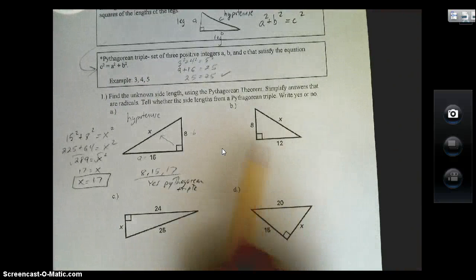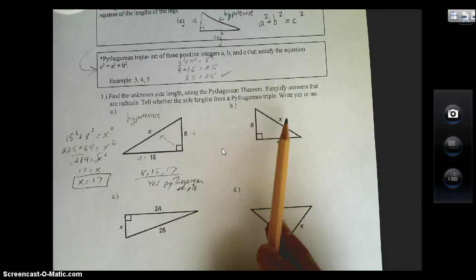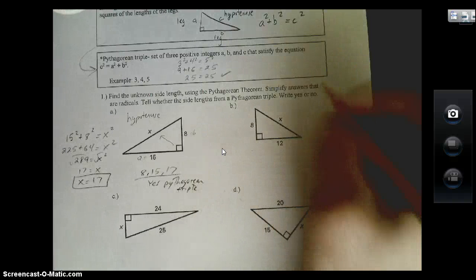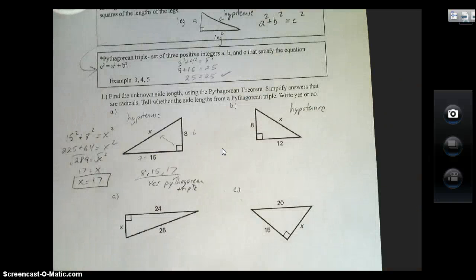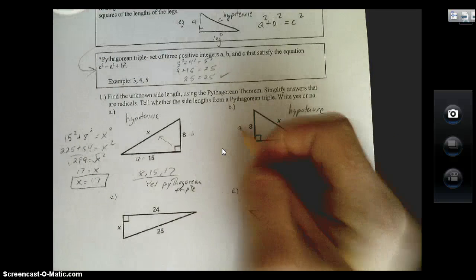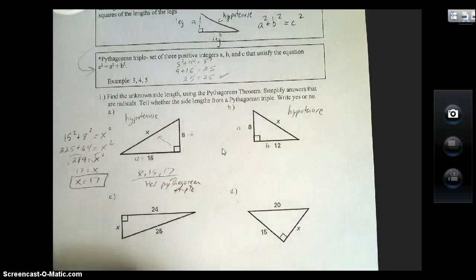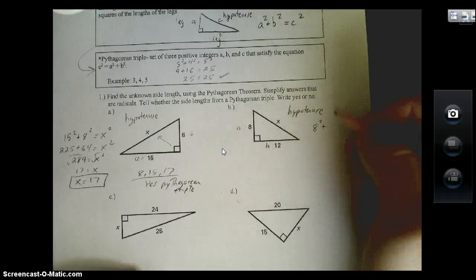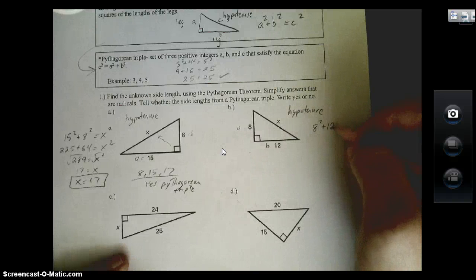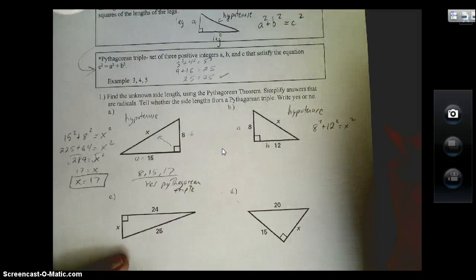Number 2, again, identify first. What's the x? Is it a leg? Is it a hypotenuse? In this case, it's a hypotenuse. So again, the x is going to represent the c in our Pythagorean theorem. Here's our a, here's our b. You don't have to label them every time, but if it helps, go for it. So 8 squared plus 12 squared equals x squared, right?